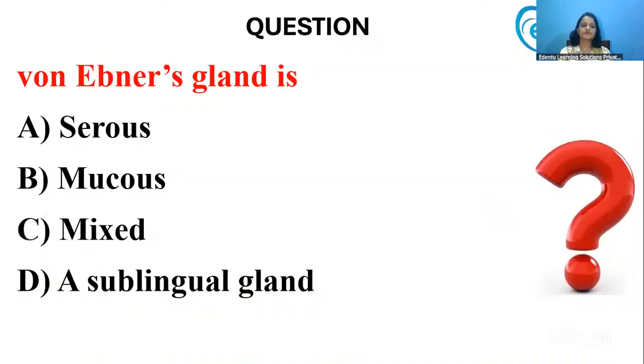Now, next question. Is von Ebner's gland a serous type of gland, or a mucus type of gland, or a mixed gland, or a sublingual gland? What are these von Ebner's glands?